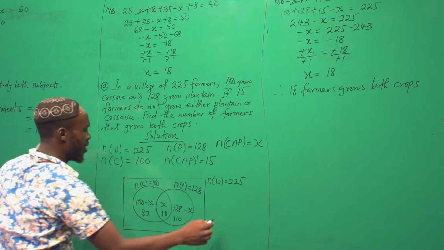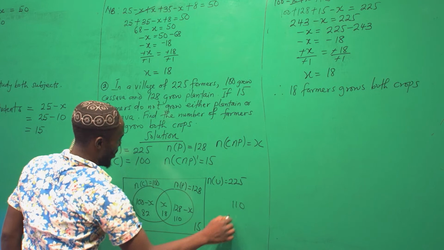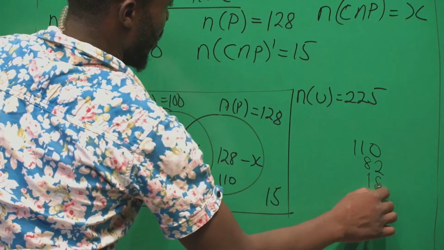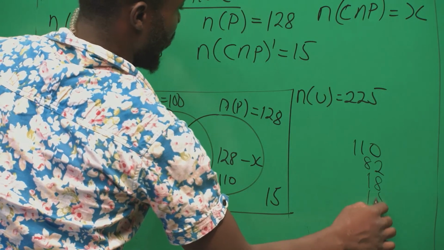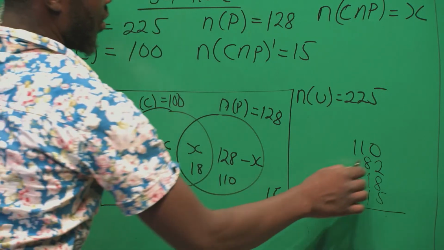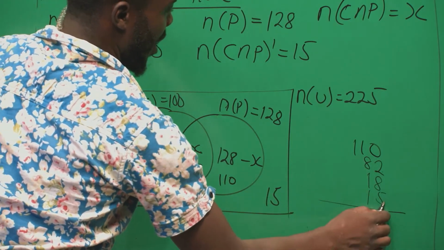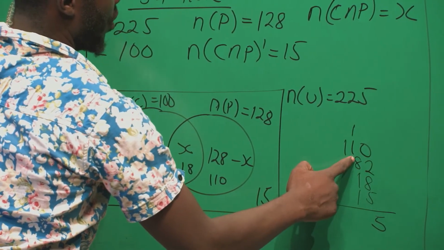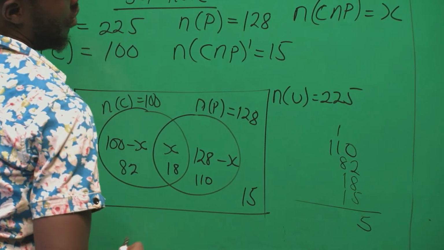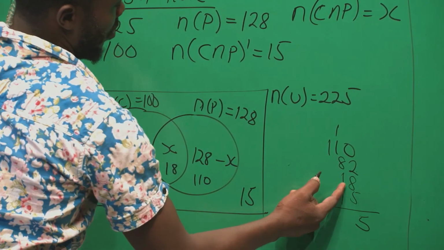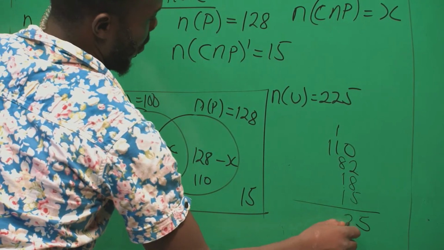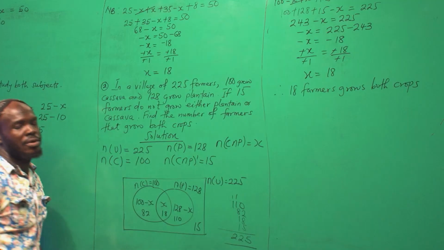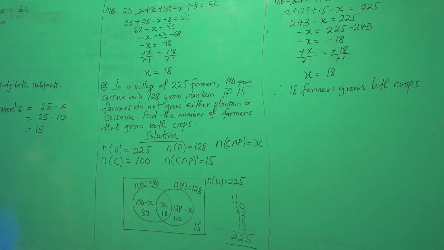So let's try it and see. 110 plus 82 plus 18 plus 15. Let's add. 2 plus 8, 10, plus 5, 15. Carry 1. 1 plus 1, 2, plus 8, 10, 11, 12. Then 1 plus 1, 2. So you could see we've gotten 225.